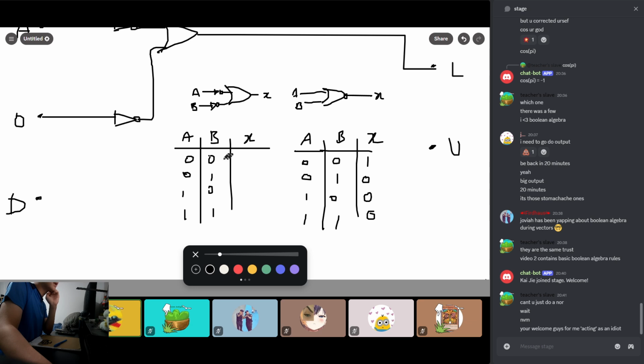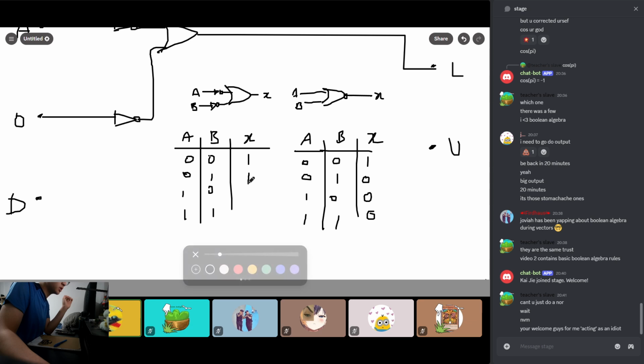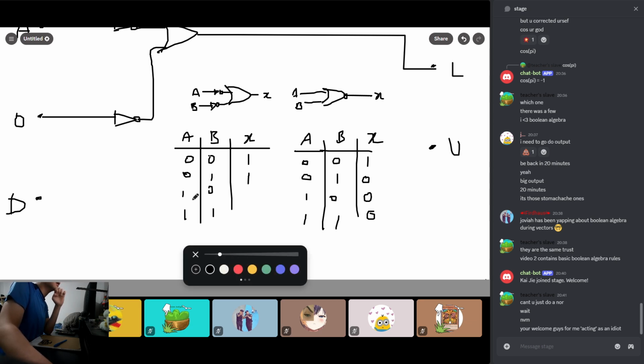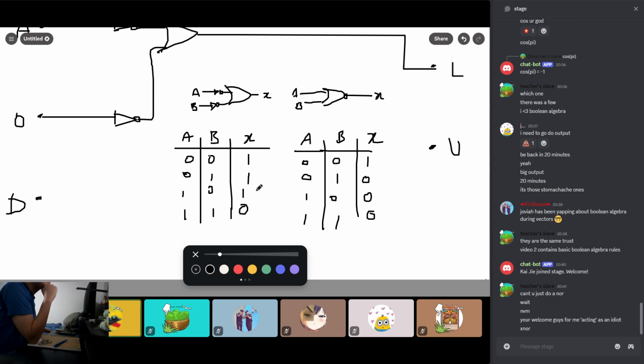A and B will be 1 and 1, so because you're inverting it, the output is 1. Then A and B 0 and 1, since you're inverting it, it will be 1 and 0, which is 1. Oh yeah, okay. This will be 1 also, and then this is when it'll be 0. Hey, this looks familiar. I think, yeah, XNOR. This is a gate, XNOR.